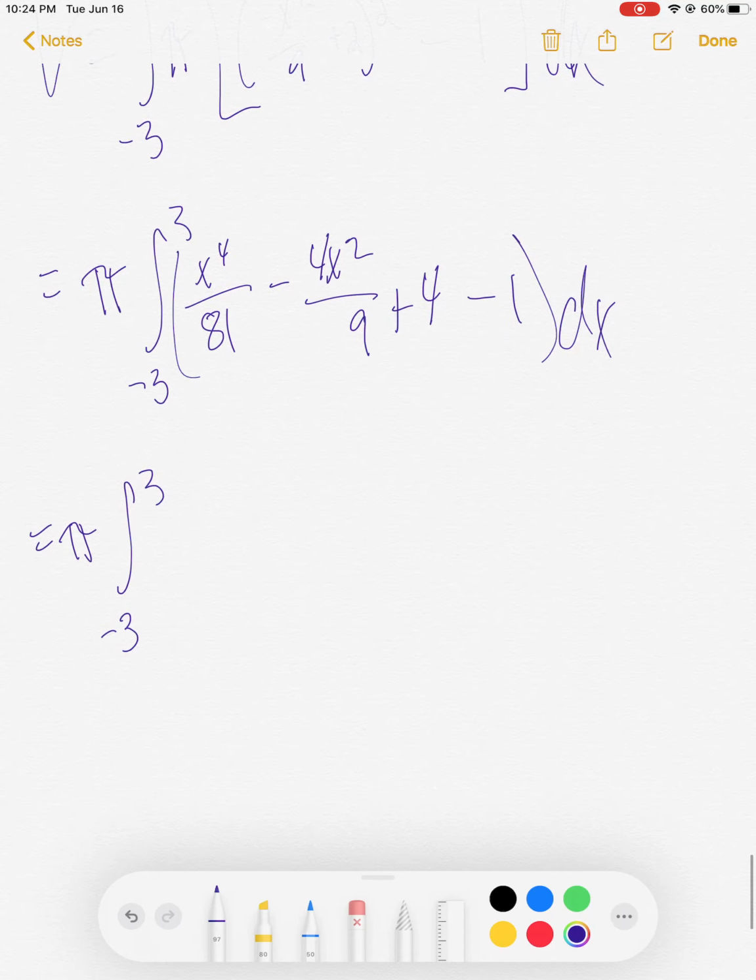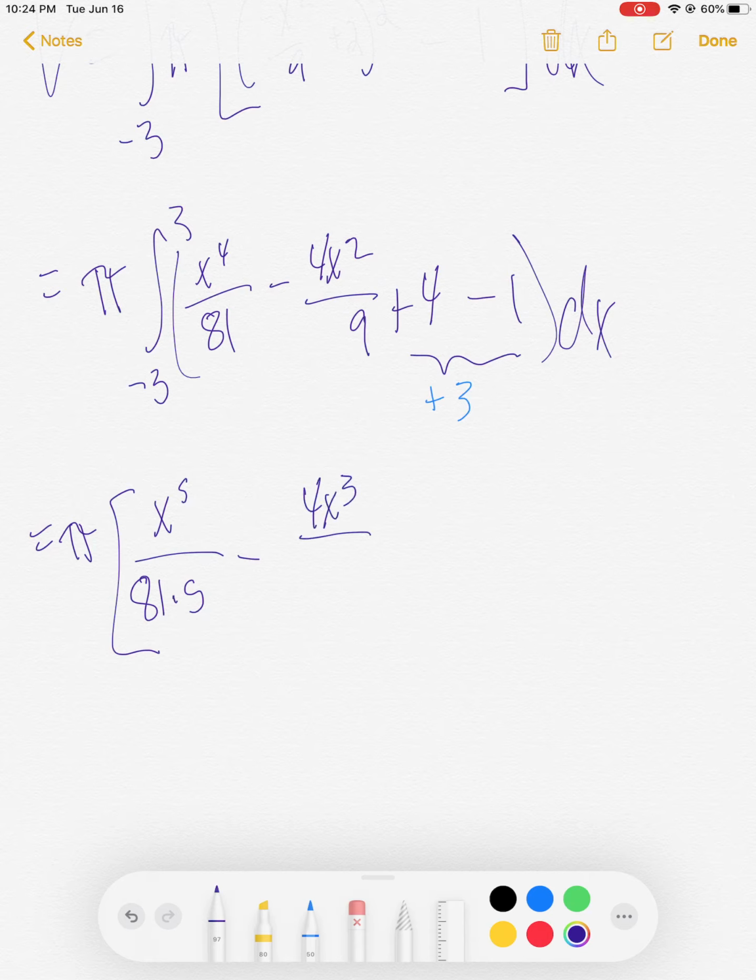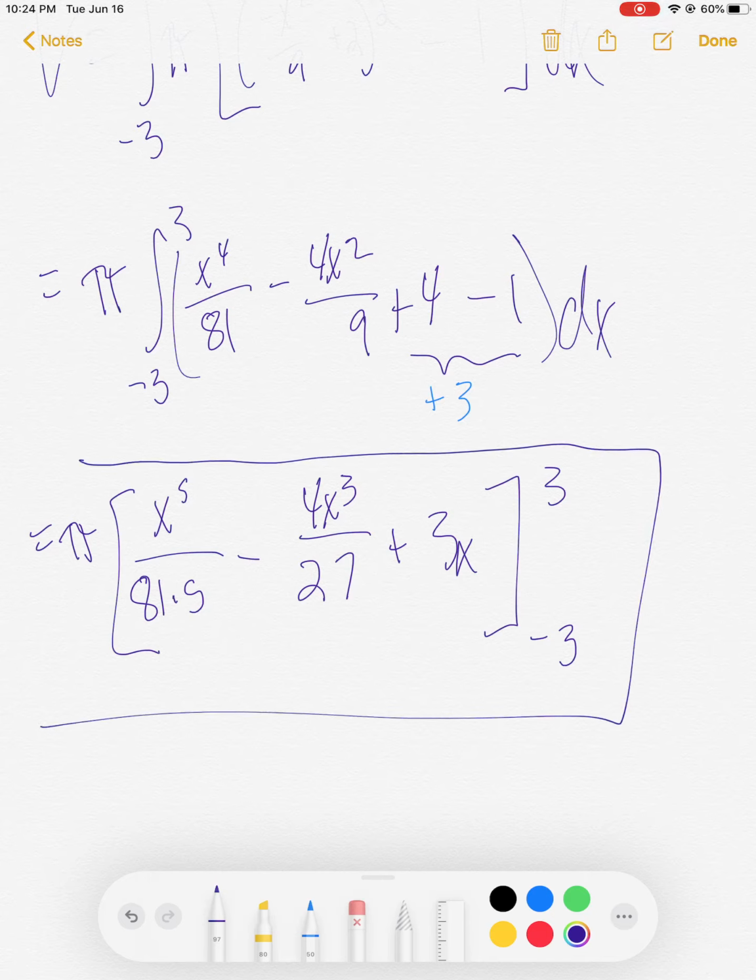This is just going to be applications of the power rule now. So in fact, I'm going to combine this plus 4 and minus 1 as plus 3. So this is going to be pi times x to the 5th over 81 times 5, minus 4x cubed over 9 times 3 is 27, and then plus 3x. And I want to evaluate all of this from minus 3 to positive 3. I'm going to go ahead and leave it there. You are capable of plugging in these numbers, and I think that you can figure it out from here.